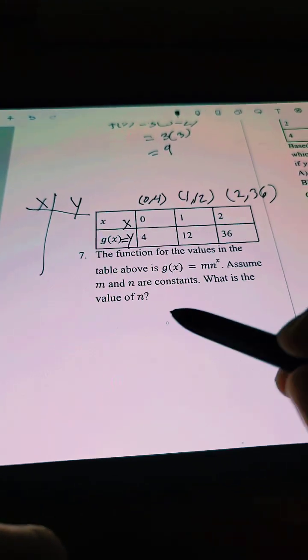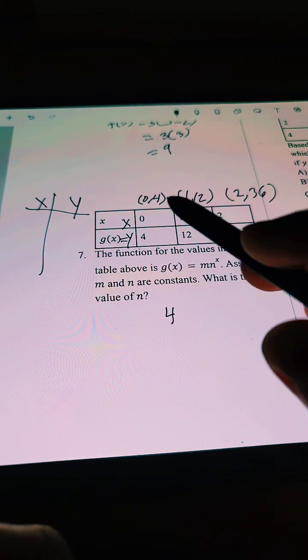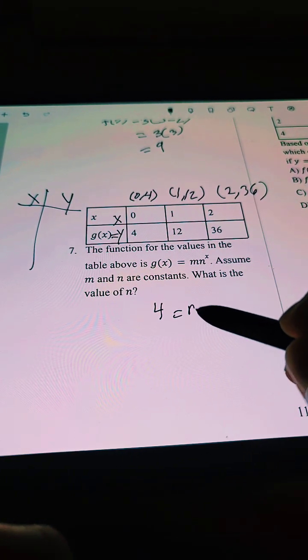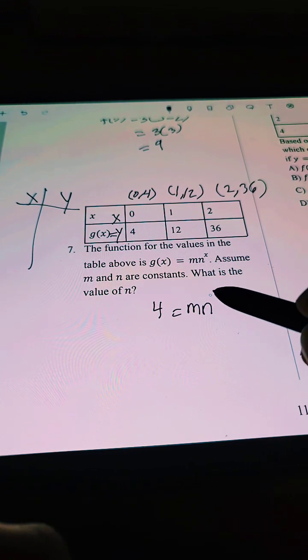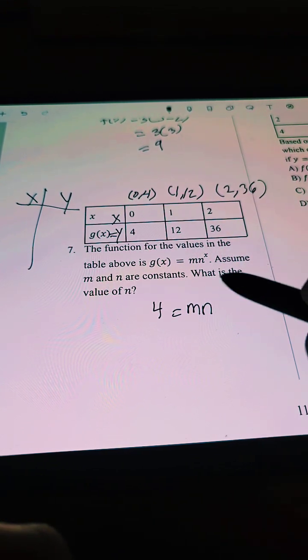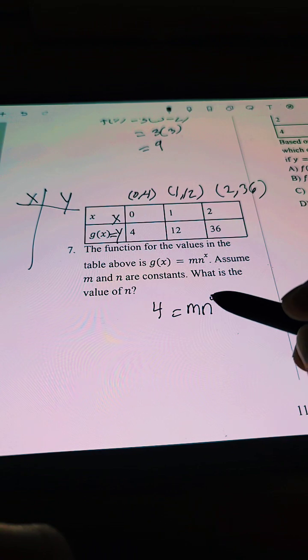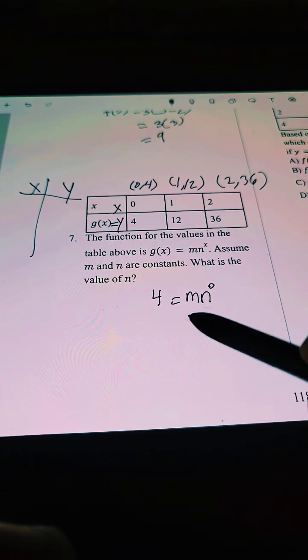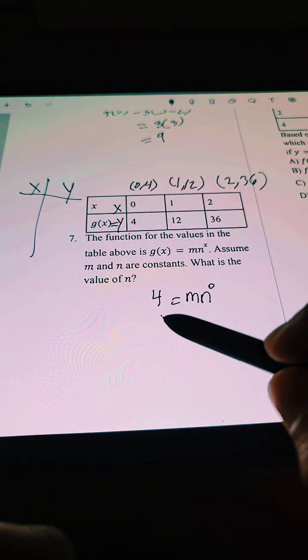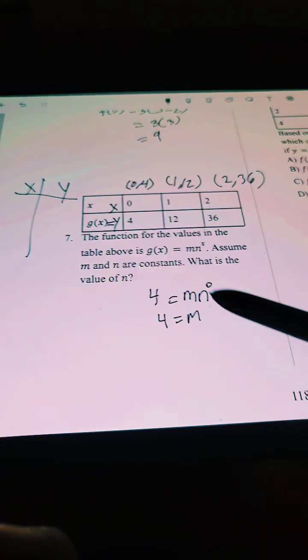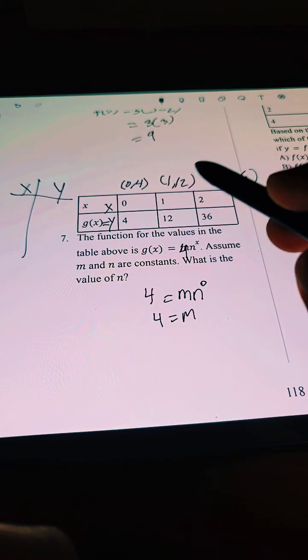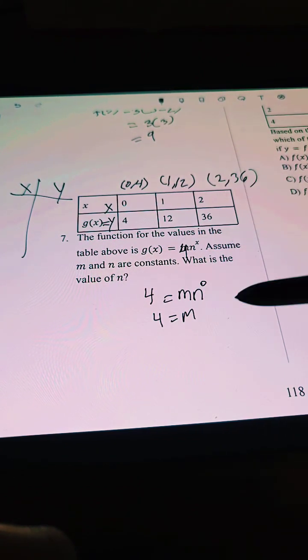So let's do that. Let's say g of x is 4, and that's going to equal m times n to the x. Actually, I'll tell you an even easier way to go about this before, but let's just keep going with this. So m times n to the 0, remember anything to the 0 is 1, so 4 is equal to m. And then 4 is m always, so you just plug in another point to figure out what n is.